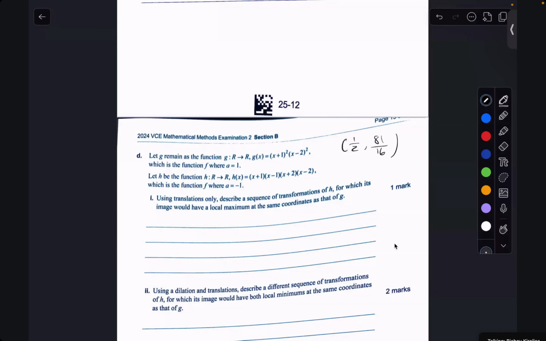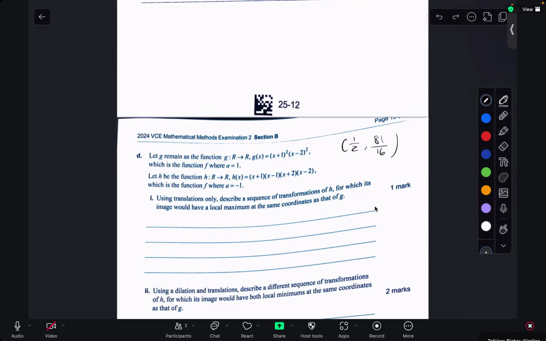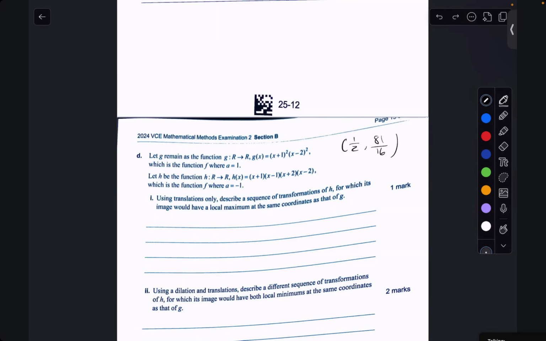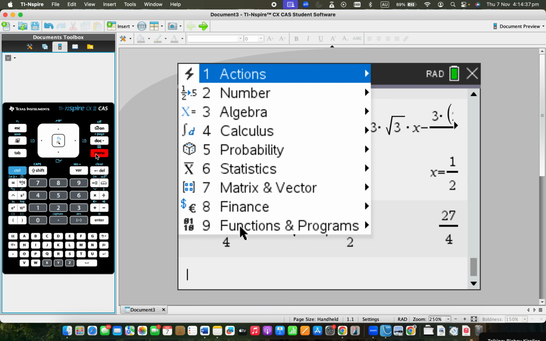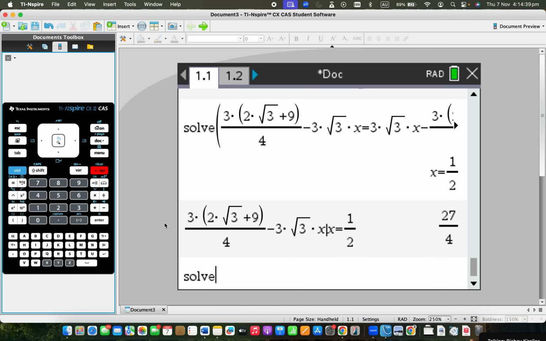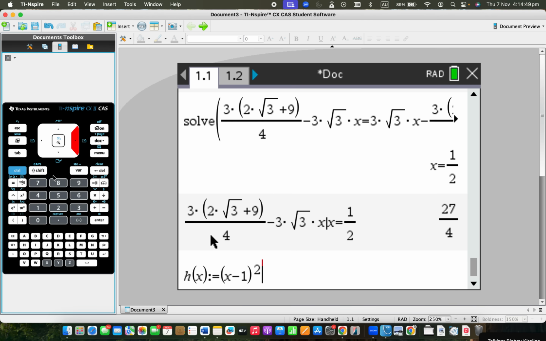And then this one here, we need to find the maximum of that. So for the maximum, we can just solve the derivative. Oh, sorry, I haven't even defined it. So I'll just define h of x as x plus 1, x minus 1, which is x minus 1 whole squared, times, and then it's x plus 2, x minus 2, which is x minus 2 whole squared.